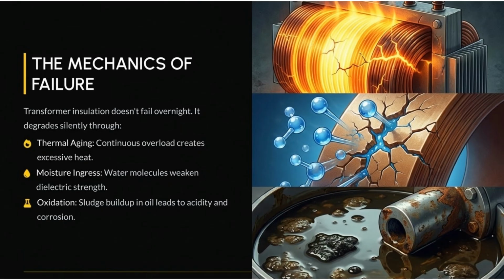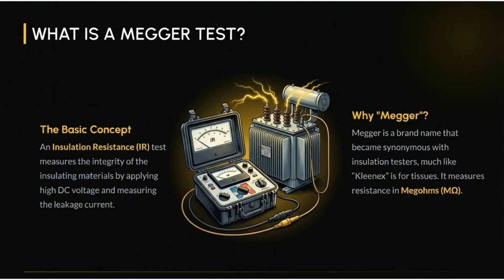Insulation failure is a gradual process. It degrades silently through thermal aging from continuous overload, moisture ingress weakening dielectric strength, and oxidation causing sludge buildup and corrosion. So what is a Megger test?